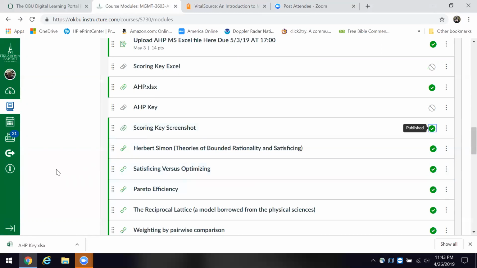And one of them deals with the management theorist Herbert Simon, who talked about theories of bounded rationality and satisficing. And what Simon said, isn't that funny? What he argued or proposed is that all of us have a limited understanding of the world around us. And so consequently, our rationality is bounded.